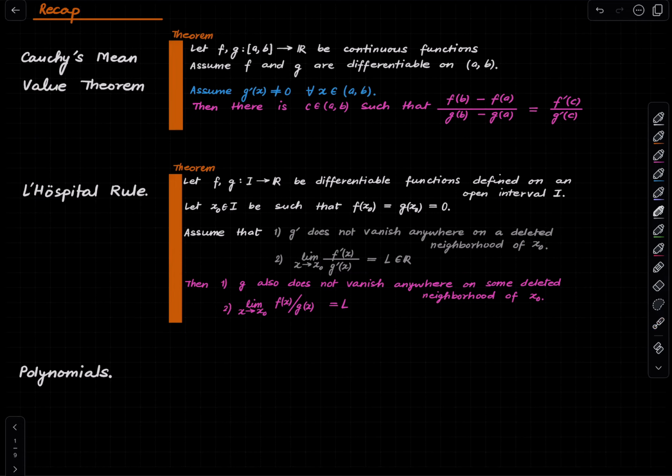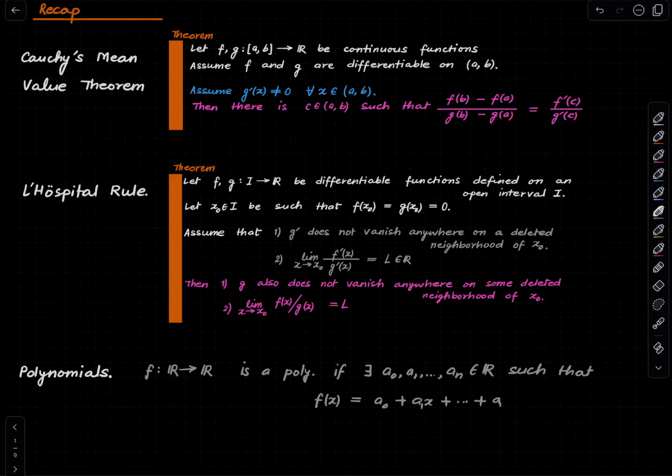Well, a function of this sort is called a polynomial if there exist real numbers a naught up to an for some n such that f of x is this value for all real numbers x. That's the definition.